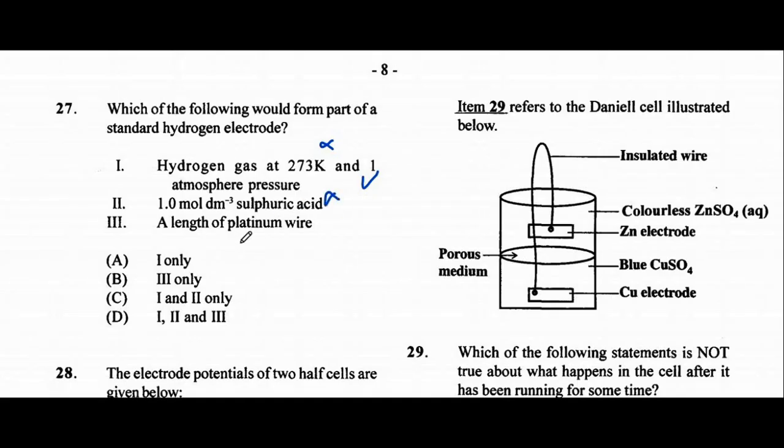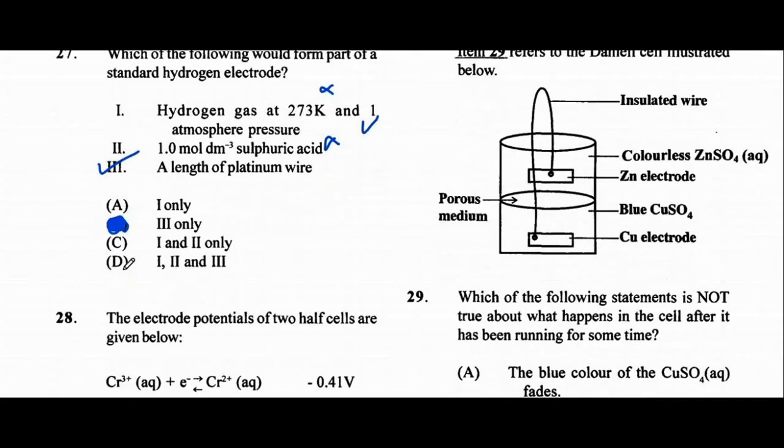3, a length of platinum wire. Yeah, I guess. So 27 is B, sorry. 3 only, not C. 3 only, which is B. Oh my god. 28.